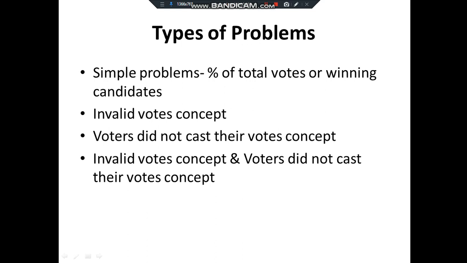Then some type will be like this much percentage of people did not cast their votes and we'll have to find the total number of votes. Then one question will be like this much percentage are invalid votes, so we'll have to find the total number of votes. And the final type will be a combination of invalid votes and people who did not cast their votes. So we'll see the questions based on it.